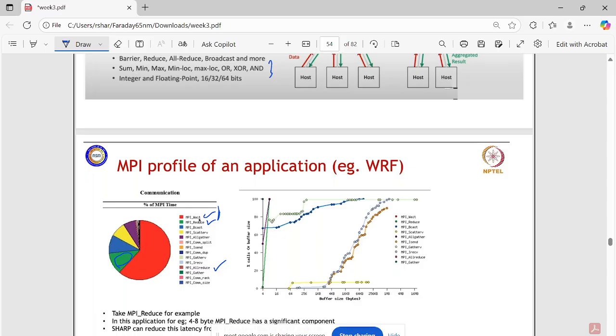So we see there are collectives as well. There is so much broadcast in the blue part, and there are some all reduce reductions, and the reduction was only 4 byte and 8 byte. If you see that green line here.